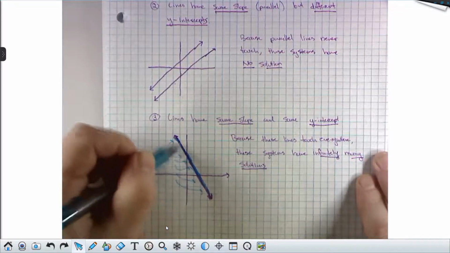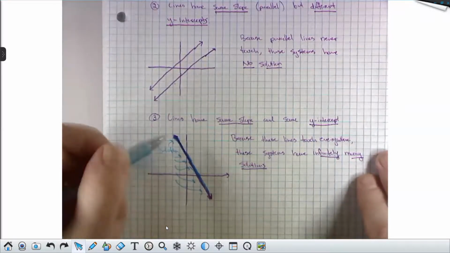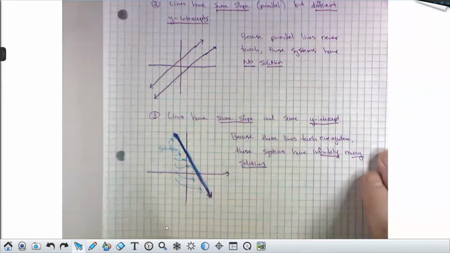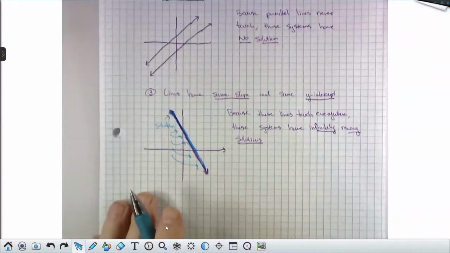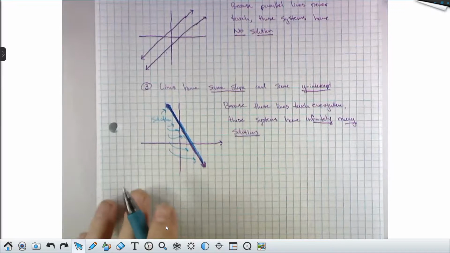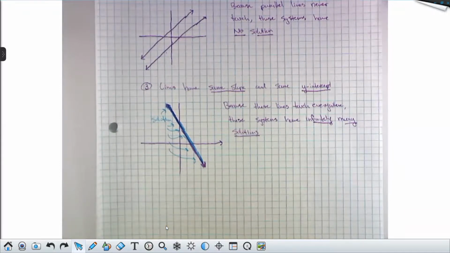Now that doesn't mean that every ordered pair imaginable solves the system. It means that every point on the line solves the system. So we still need a way to write down those solutions, and I'll show you how to do that. Before we get to that though, I just want to make sure we're comfy with these three possible cases.